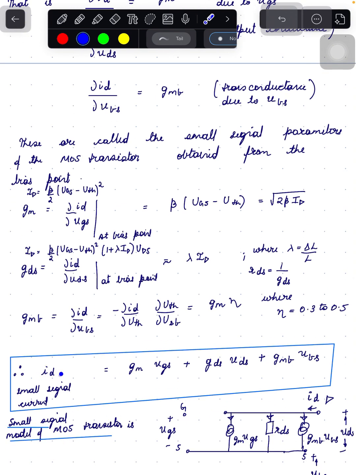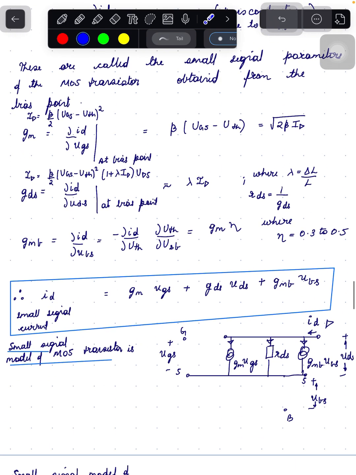So the small signal drain current equals GM times UGS plus GDS times UDS plus GMB times UBS. From this equation, we can obtain the small signal model of the MOS transistor, that is the drain current ID equals GM times UGS, which is represented by a constant current source, then the current GDS times UDS, which is obtained by a resistor, and the current GMB times UBS, which is represented by a constant current source.